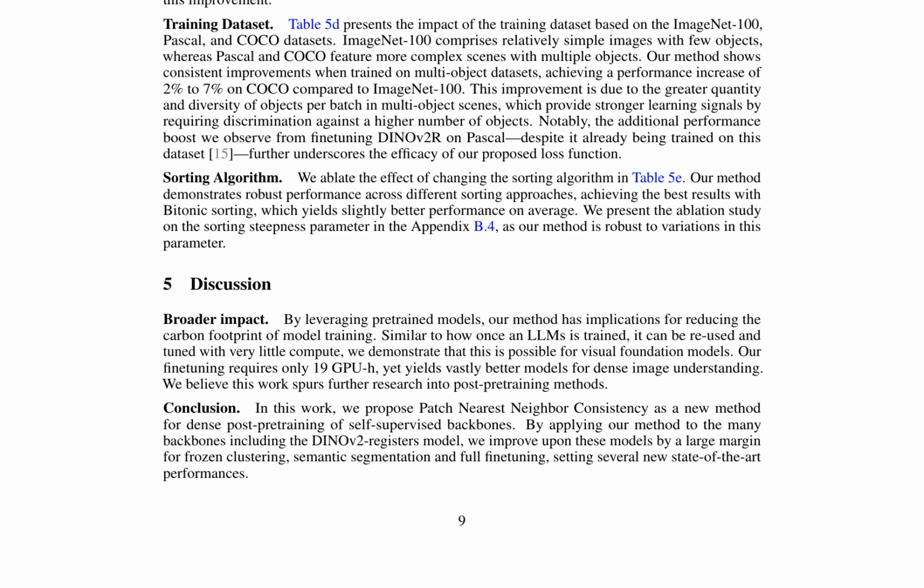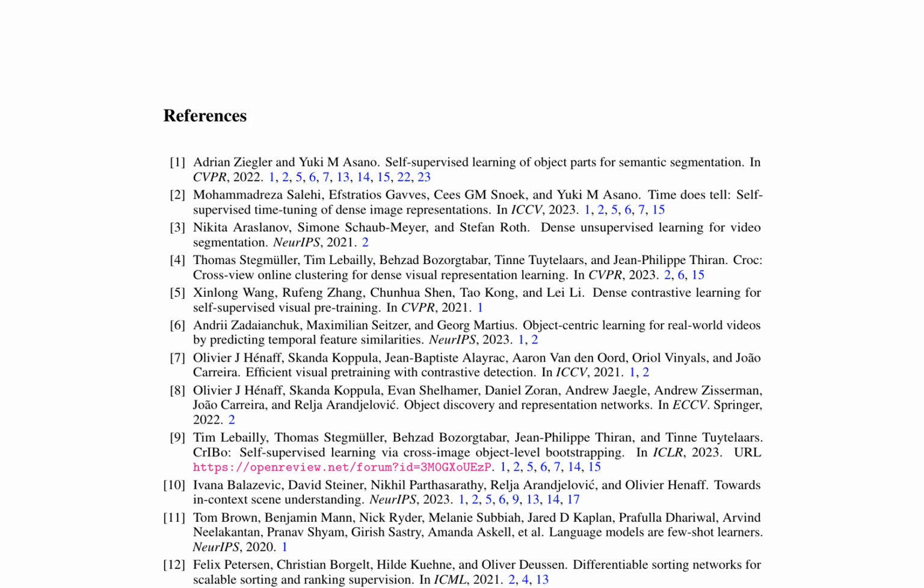The authors conduct an ablation study on various key parameters, including patch selection, the use of an EMA teacher, nearest neighbor selection, and the choice of training dataset. The results indicate that selecting patches across images consistently boosts performance by roughly 0.4% to 1% across different metrics. The study also shows that the proposed method demonstrates robust performance across different sorting algorithms, achieving the best results with bitonic sorting.